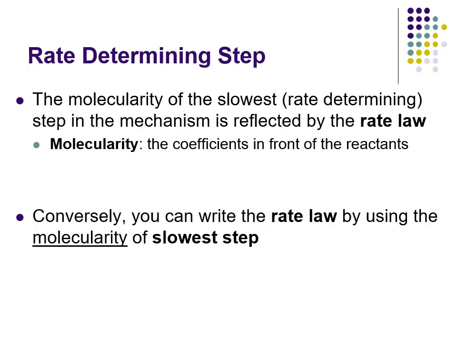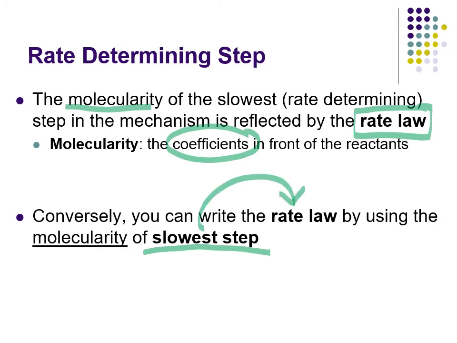So the rate determining step, the molecularity of the slowest step. So remember, we're talking about multiple steps happening between the reactants on their way to become products. It could be happening in multiple steps. One of them is going to be the slowest one. And the molecularity, or essentially the coefficients in that equation, are going to be based on the rate law. Or conversely, if you already knew what the slowest step was, you could say, okay, let's look at the coefficients in the slowest step, and that will actually allow us to come up with the rate law. So if you have the rate law, you can come up with the slowest step, or if you have the slowest step, you can come up with the rate law.